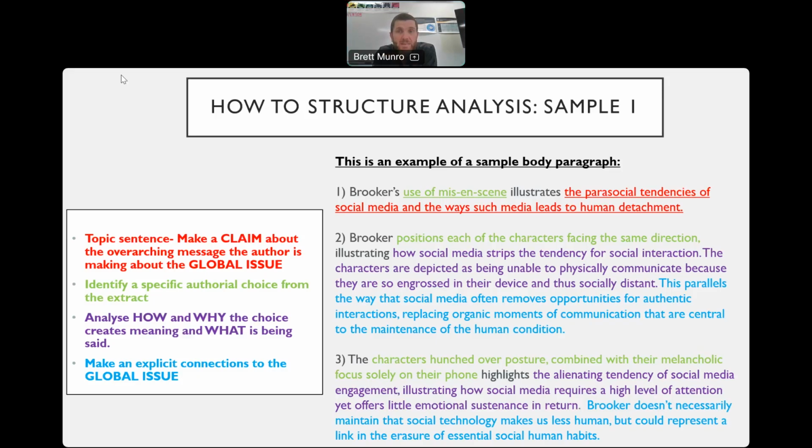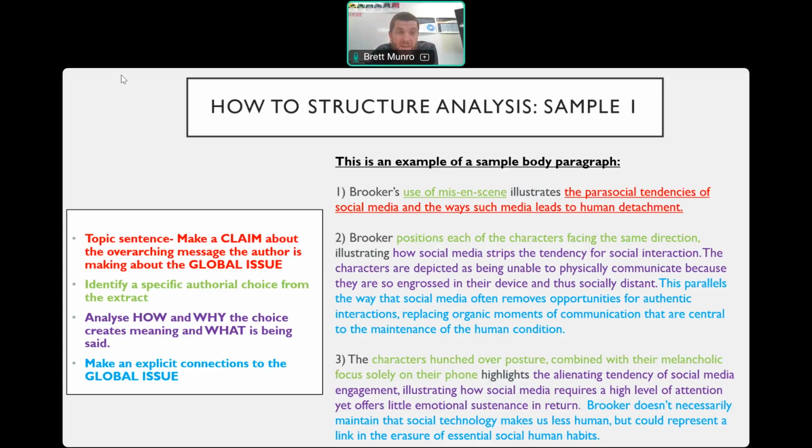The characters are depicted being unable to physically communicate because they are so engrossed in their device and thus socially distant. We can see that this is explaining how Brooker is able to construct the meaning through the positioning of the characters. That means that they're physically unable to communicate because they're all facing in the same direction. You can't talk to someone when you're facing in the same direction.